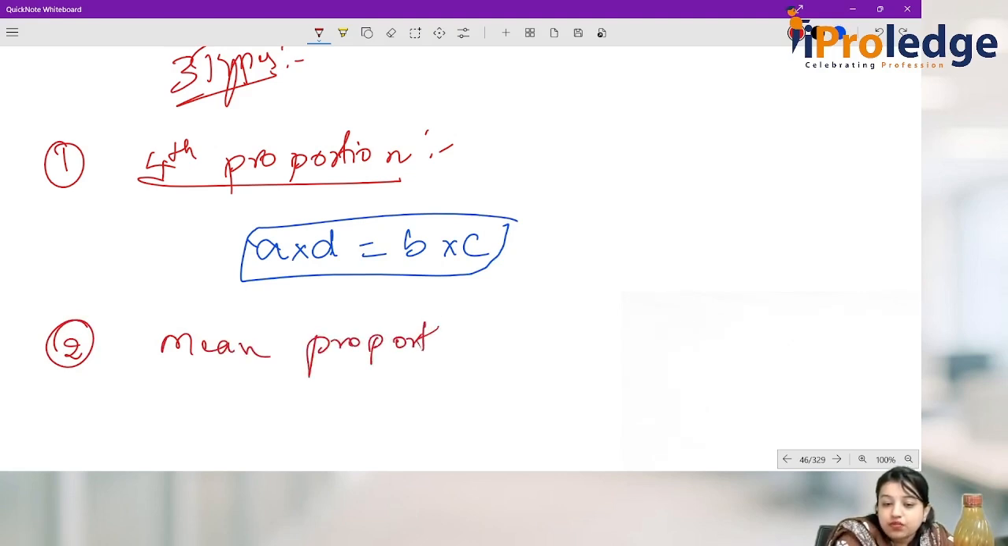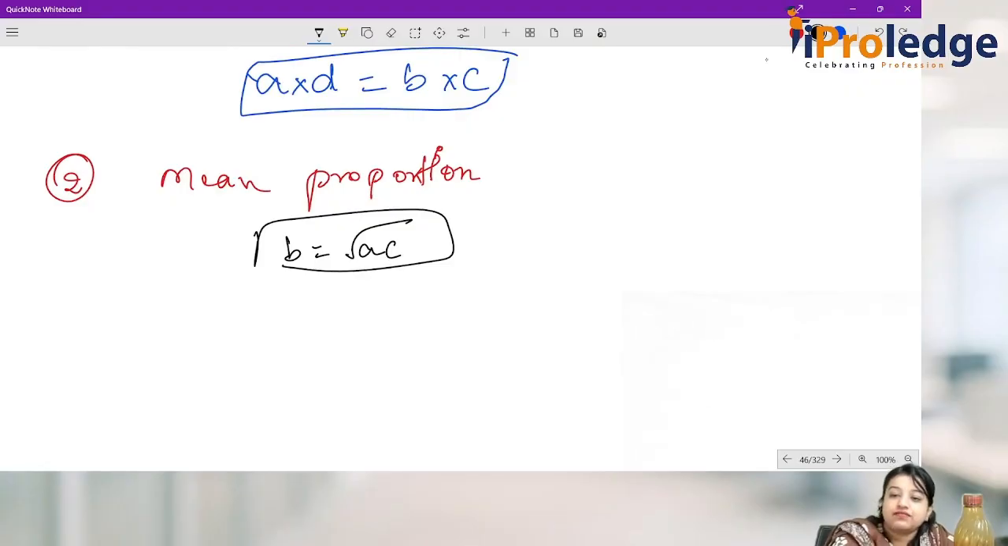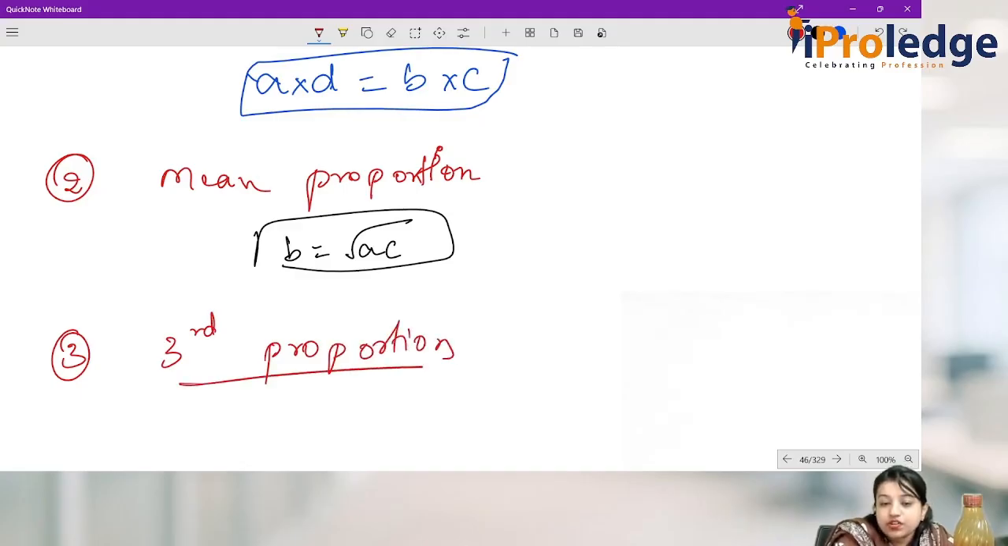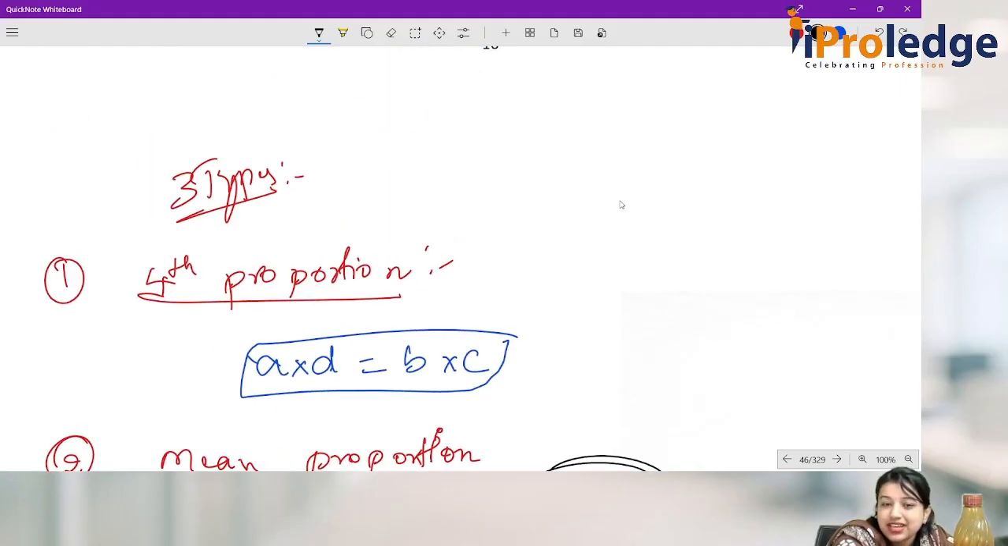Which is the second one? Mean proportion. What is the formula we are using? B equal to square root of AC. And the third one, third proportion. What is the formula we are using? C is equal to B square by A, because B square equals AC. So these are the three types of proportions I have given.